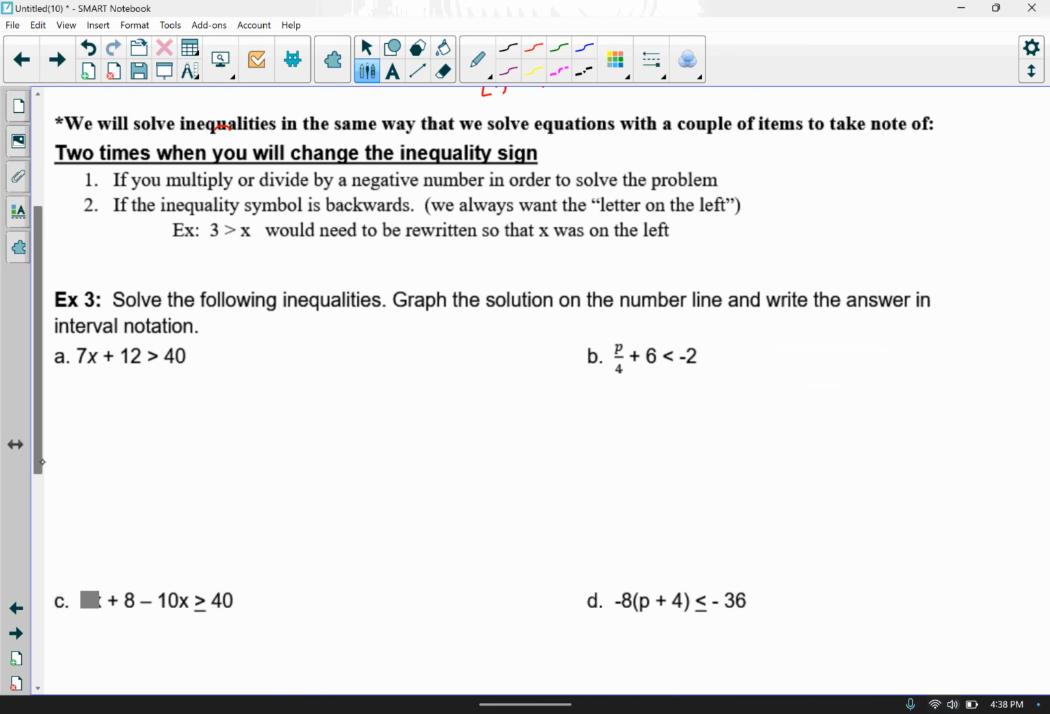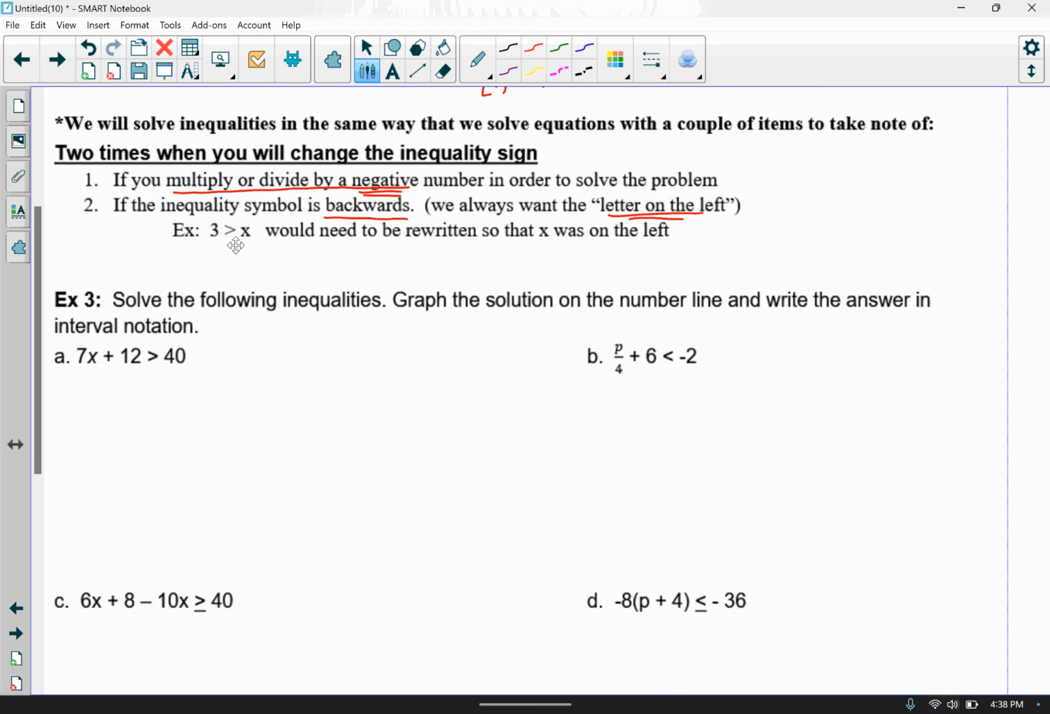Whenever we solve inequalities, we're going to be solving them the same way that we solved equations. Going to get letters on one side, numbers on the other. Okay. There is one caveat, though, that we do need to take into account: anytime you multiply or divide by a negative number, you have to switch your inequality sign. There are 2 times that we're going to be changing our inequality sign. Anytime we multiply or divide by a negative number, or if the inequality itself is backwards, meaning you always want the letter on the left. So if the letter's not on the left, you want to rewrite it so that it is, and that's going to also require you to change your inequality sign.